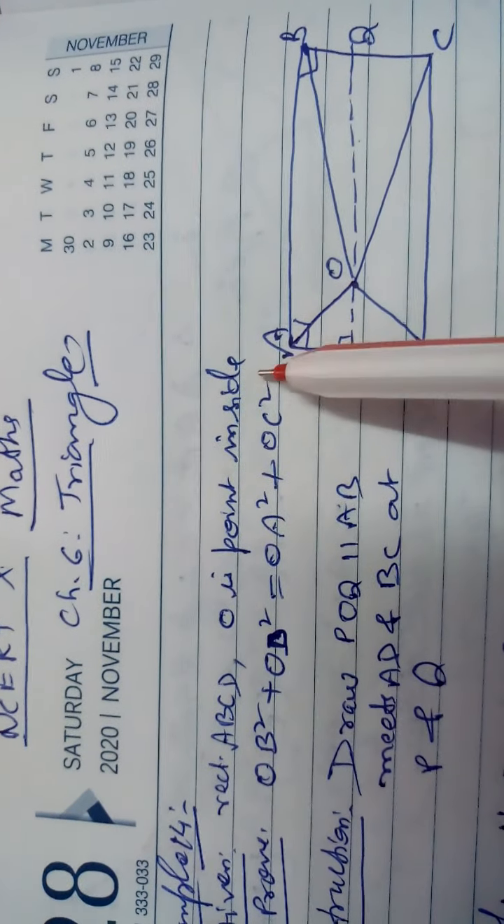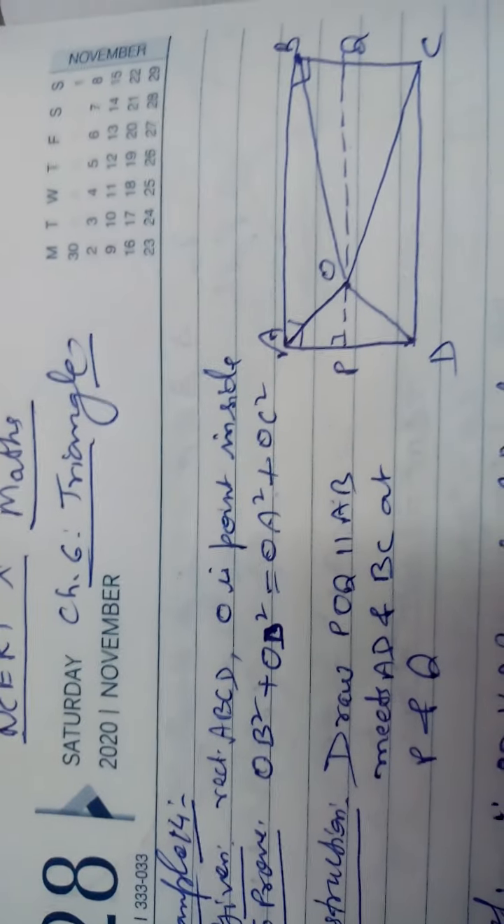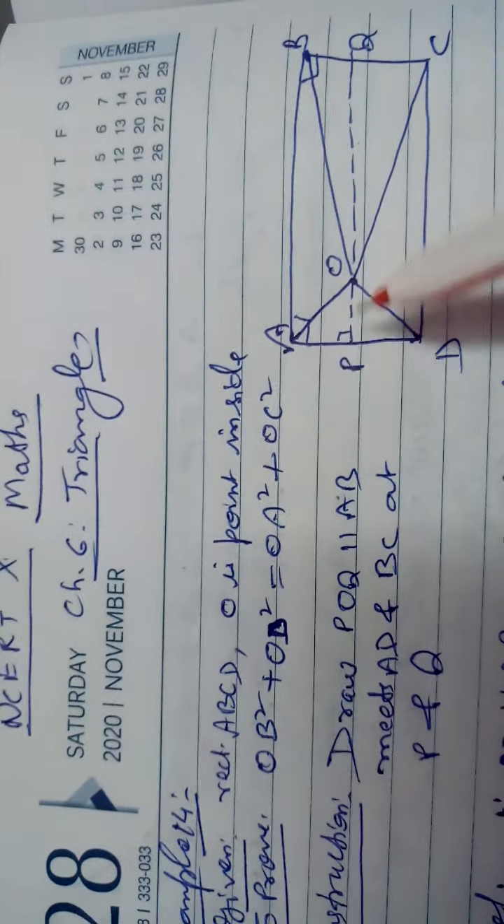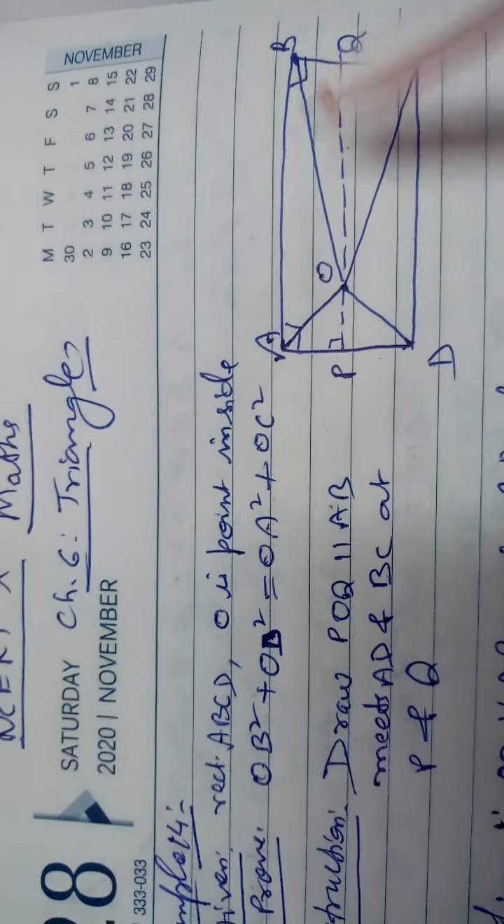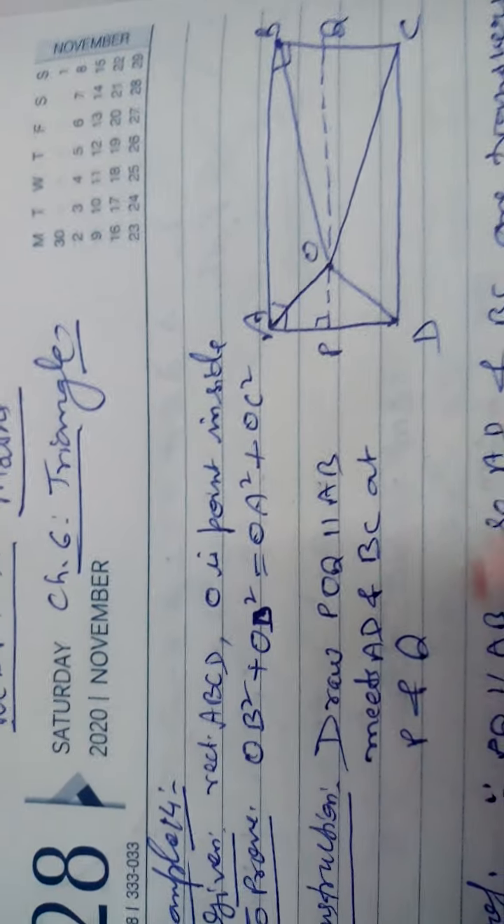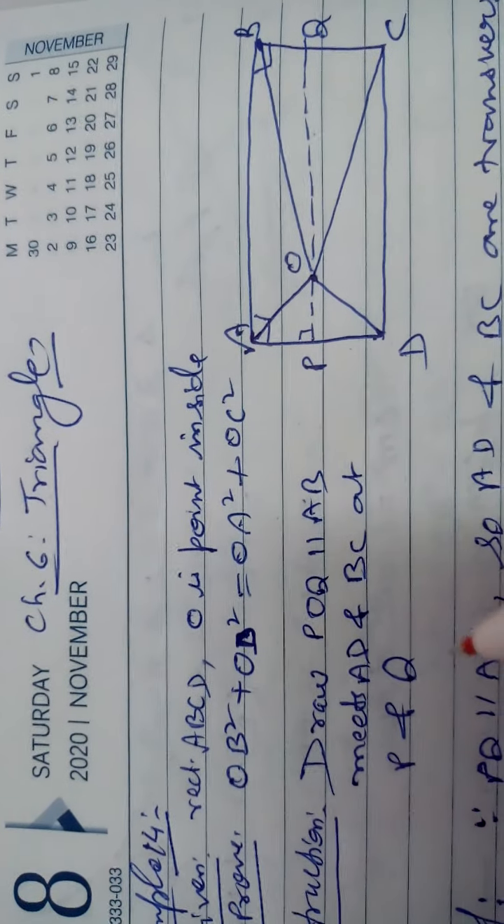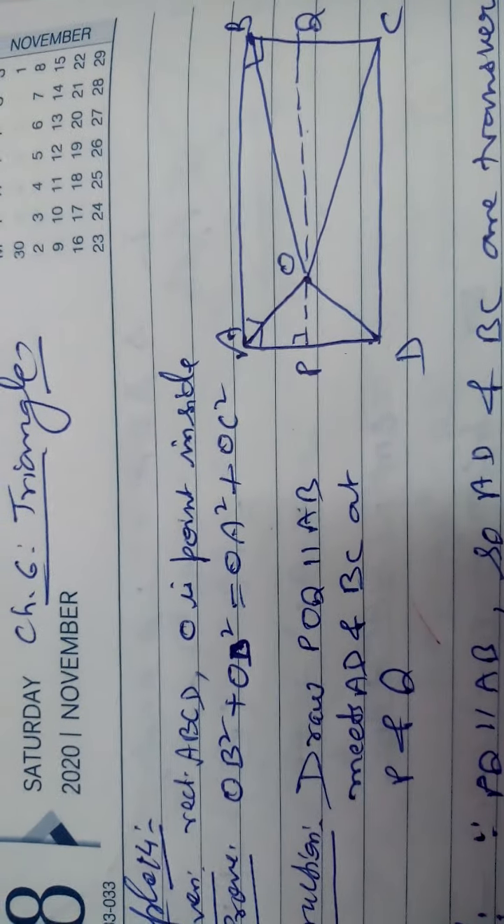O is a point interior inside of the rectangle. OA, OB, OD and OC are given. You want to prove OA square plus OC square is equal to OB square plus OD square. Draw a line parallel to line AB through O that meets AD at P and BC at Q.